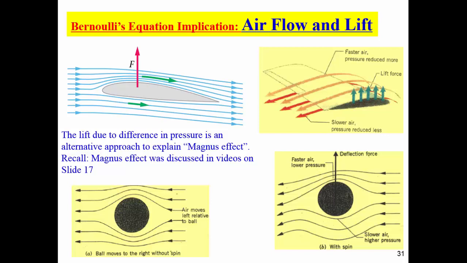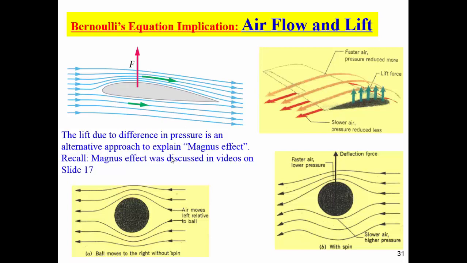So the same thing happens here around the wing. Since the air is moving faster above the wing, then you have a low pressure area above the wing, while the pressure below the wing is higher. Hence a force will be generated to push the air from the high pressure area to the low pressure area, and this force is the force of lift that causes the airplane to be able to take off.